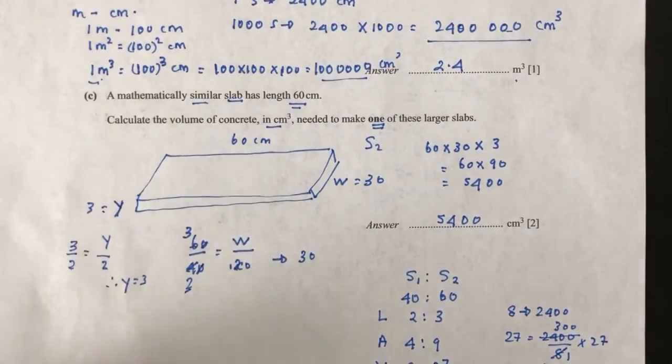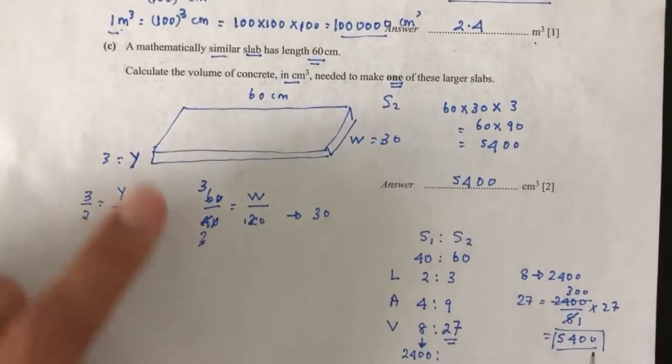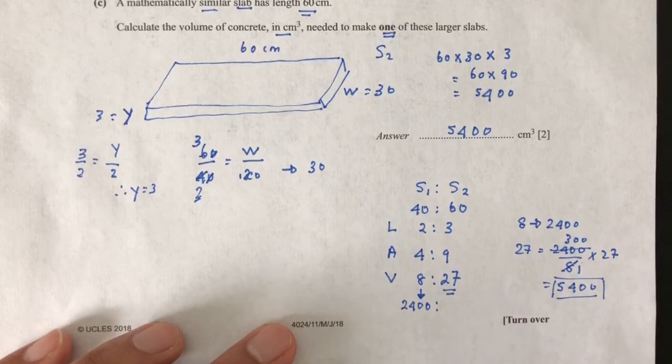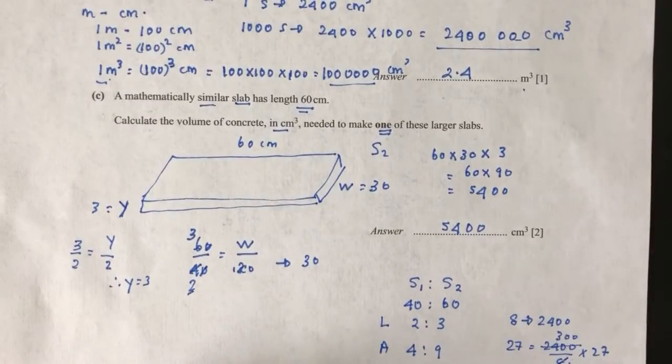So you will get your full marks for choosing either way. If you find this one easier, just do this one because it's more logical, and this one is more by derivation to find the volume of part B.